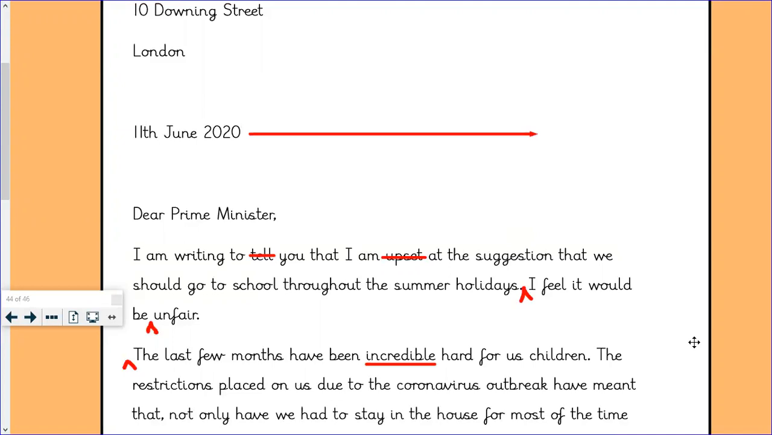So your task today is to go through your sheet just like this, go through the work that you wrote yesterday and improve it, and then to rewrite it neatly, ready as though you're going to send it to the Prime Minister.